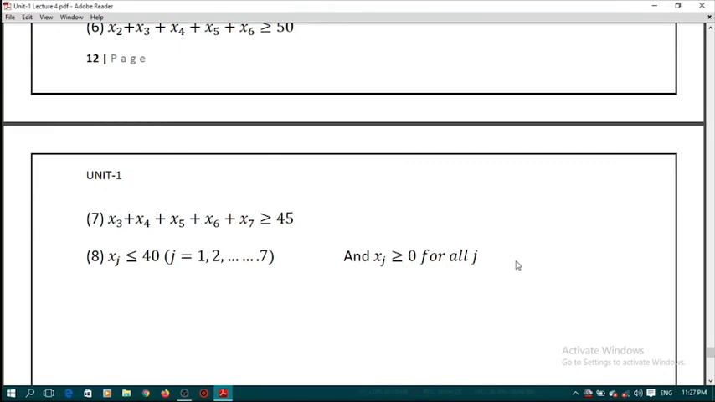So this is all about how to formulate an LP model. As we all know, model formulation is an art, and you can improve it by practicing. To master this art, you need more practice. Thank you.